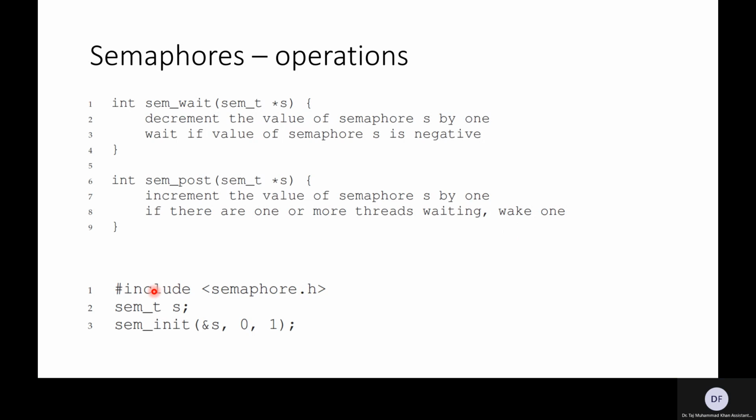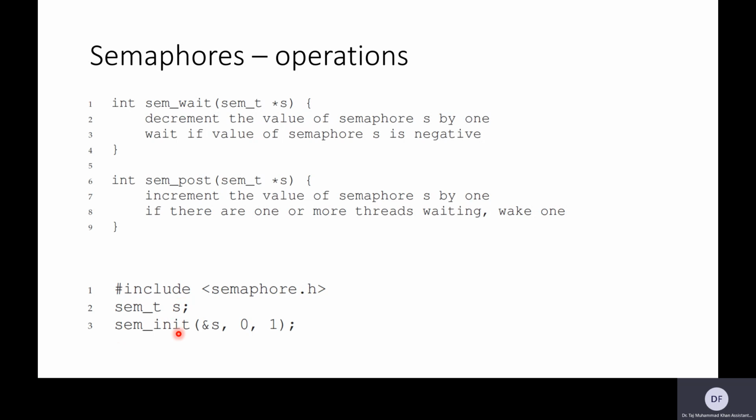So pthread also provides you with this semaphore library, and it provides you with this semaphore.h file, which provides you this type sem_t. So this is a type for semaphores. You can declare variables of this type, and on these sem_t variables, you can call these functions sem_wait and sem_post. Okay?